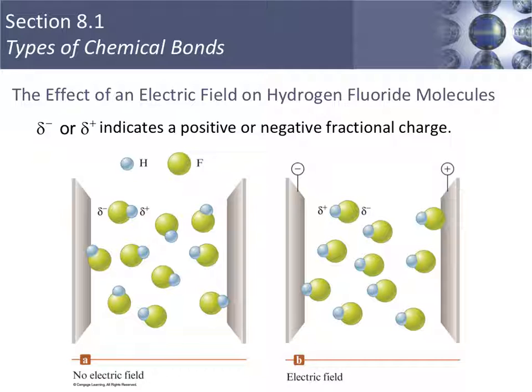Alright, so we have two different situations here. We have the first case where there is no charge on these two plates, and then we have the second case where this plate that I'm pointing to now has a negative charge, and over here this plate has a positive charge. What happens in a case like that is the hydrogen side of the molecule is more attracted to the negative plate, and the negative side of the molecule, which is the fluorine, is more attracted to the positive plate. So this would be an example of a polar molecule. In other words, it's a sharing of electrons, but the electrons are not shared equally.